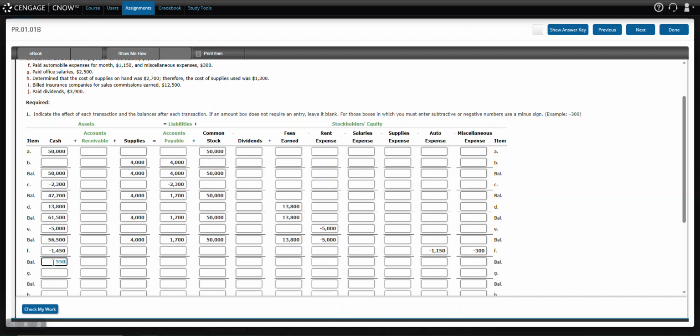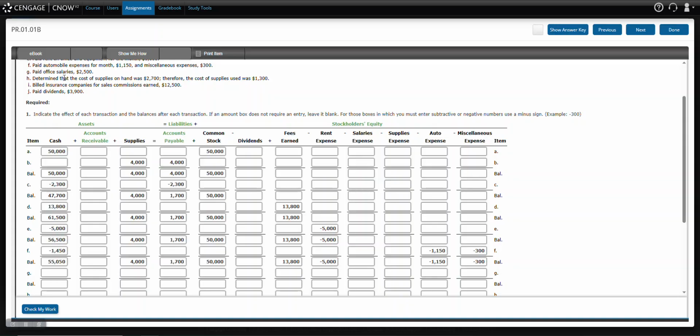We've got $55,050 left in our cash. Supplies are still at $4,000. We've got $1,700 in our accounts payable, $50,000 in common stock. We've earned $13,800 in revenues by providing services to our customers. And then we've used up some assets to help run and operate our business, which we know we record as expenses.